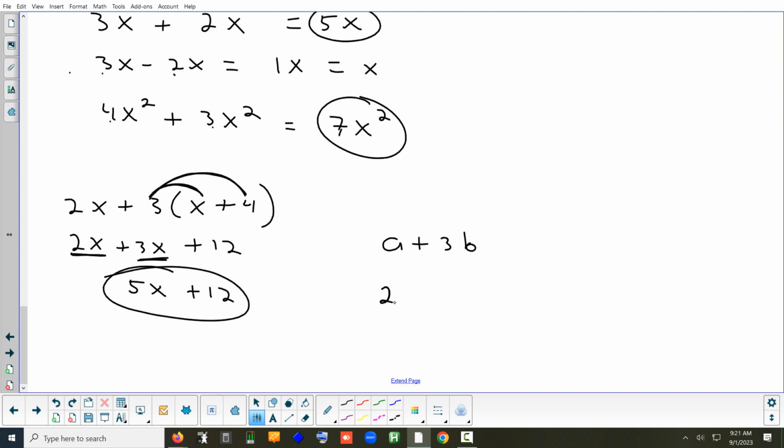How about if I did 2A plus 3A squared? Are those like terms? No, one of them is squared and one of them isn't. So if they're not the same letter and the same power, then they're not like terms. Okay, so no like terms there. And if I asked you to add them together, you just write down you can't. They can't be added together. Any questions on that?